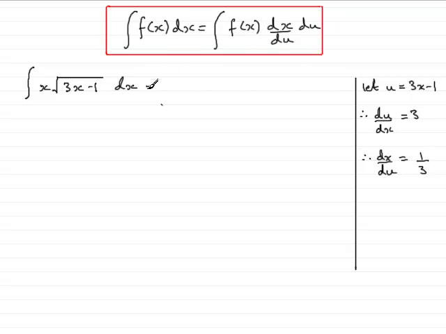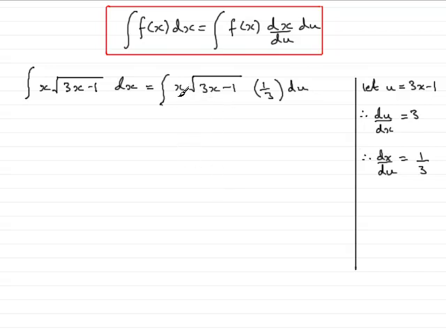So according to the formula up here, we've got our integral of f of x dx, this is the f of x, becomes the integral of f of x, so that's x root of 3x minus 1. And then we have to insert dx by du, so dx by du is 1/3, so I'll pop that in brackets, and then we integrate with respect to u.